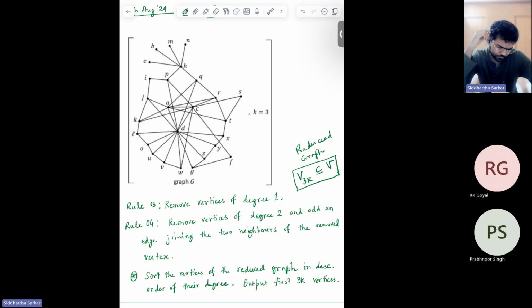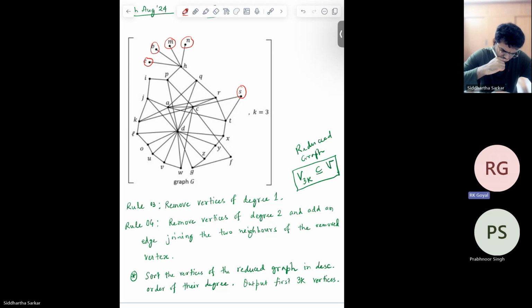So which are the degree 1 vertices? Yes, so E, B, M, and N, these are the only four vertices of degree 1. So let us delete these. Yes. Okay. And S and F are the only two vertices of degree 2. So we need to add an edge joining the neighbors of the removed vertices.